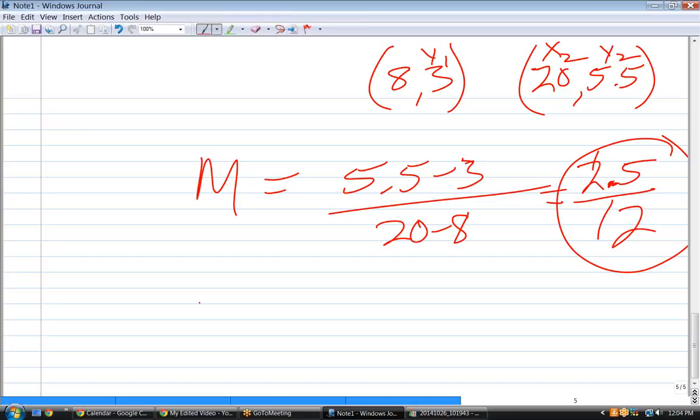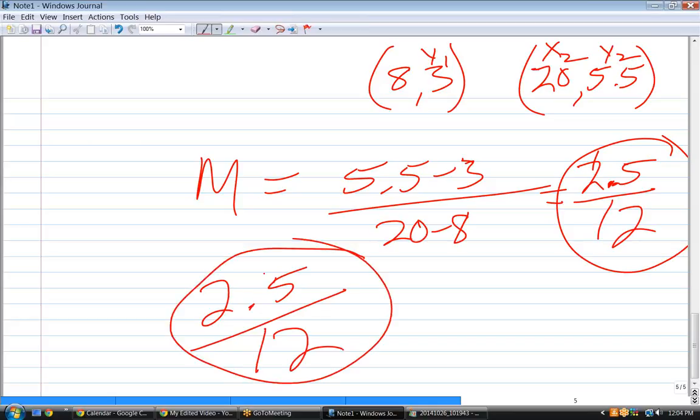That final answer isn't quite right. We don't want to give your final answer as a slope. How would you turn that into a number that you could report as a slope? In other words, I don't want to give a slope as 2.5 divided by 12. I want to give it in whole numbers.